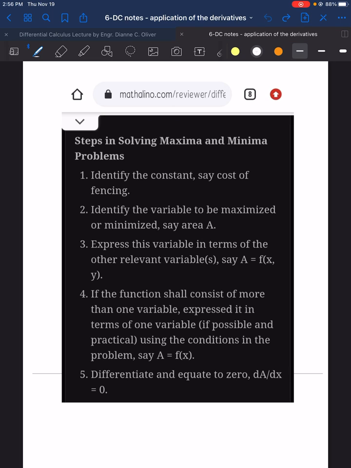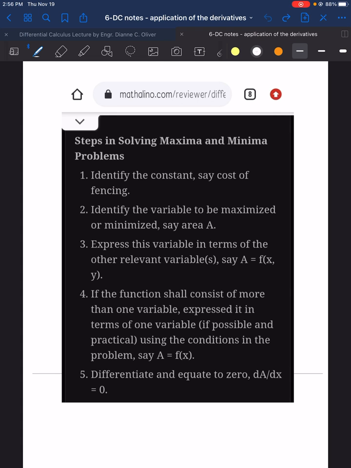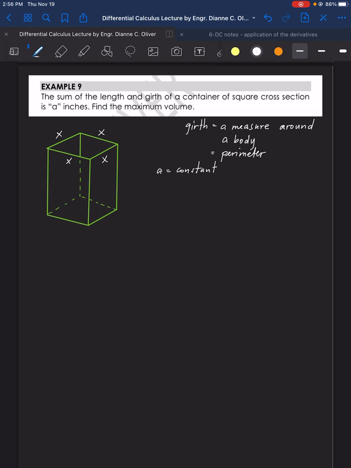Again, what is the first step? Identify the constant. So the constant is the sum, which is 8 inches. So the sum here is 8 inches. Next, identify the variable to be maximized or minimized. So find the maximum value. So there goes the clue. V is to be maximized.